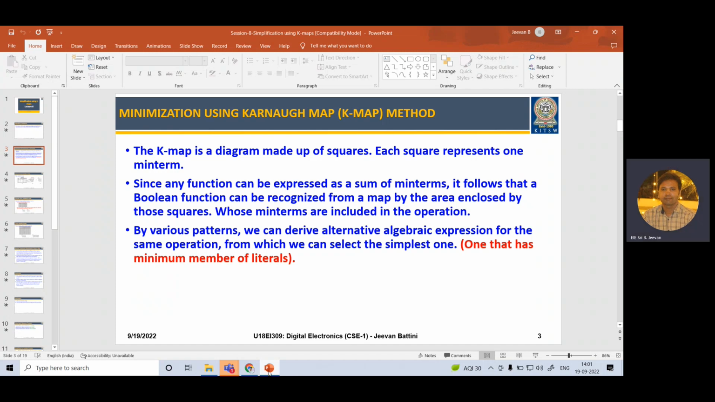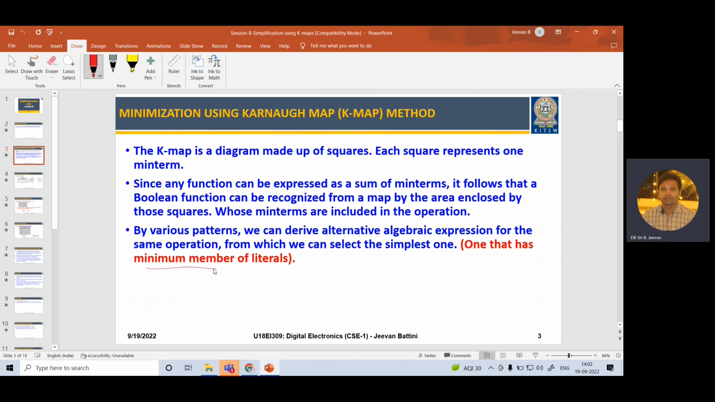So definitely you can express any function in the K-map also, because each cell corresponds to one minterm in a K-map. If you combine those minterms, it results in a function. Every function can be represented using a K-map because every cell of the K-map is equivalent to one minterm. And by various patterns, you can combine the ones to get the minimum number of literals or the minimum number of products. This is our main aim.